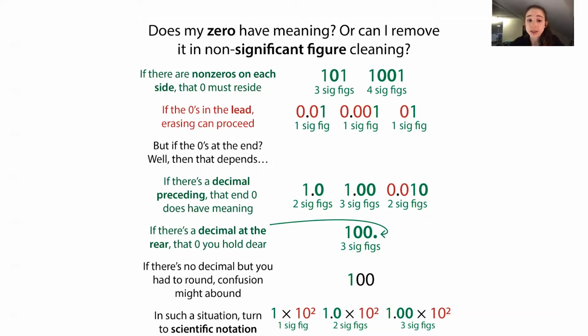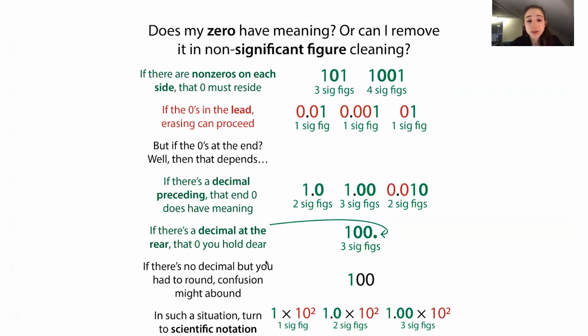What if there's a decimal at the rear, that zero you hold dear? So basically, if there is a decimal after a zero, then the zeros before that decimal count. And so in this case, you have 3 sig figs. If you had another zero after this, then you would have 4 sig figs, because like we saw before.